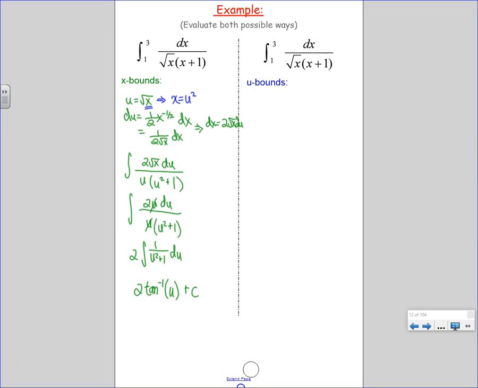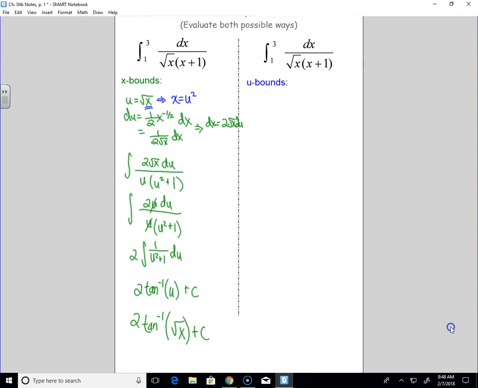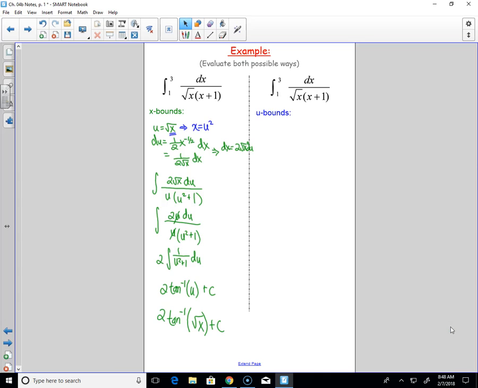Long story short, when you plug back in for the x's, for the u's, you get square root of x plus c. Wait, why do I need to be careful? Because we have that bound of 1 to 3. We have bounds. Okay, so do we just bring them down, or do we just take them out? Like, what do we do?